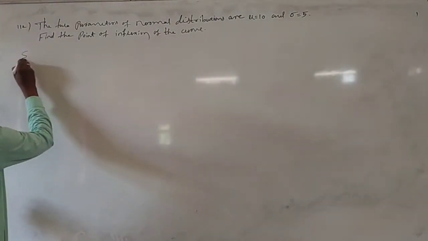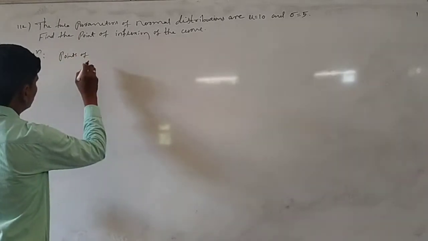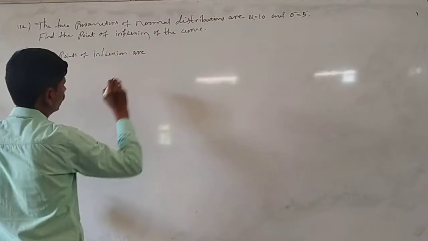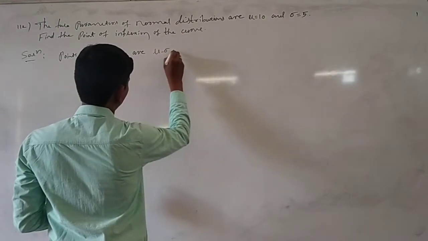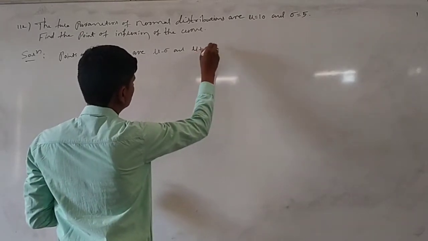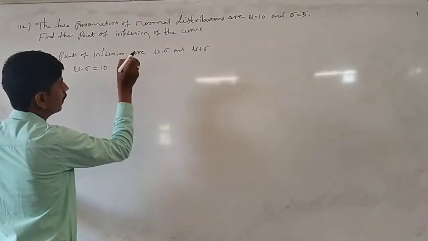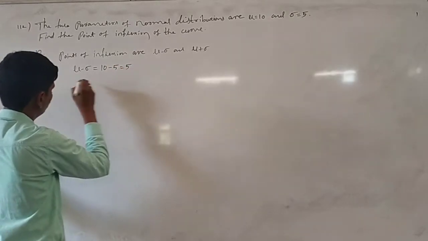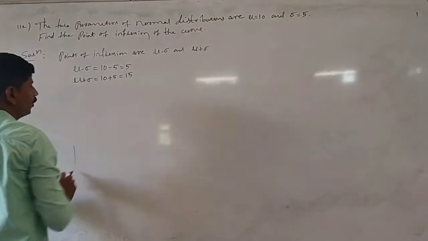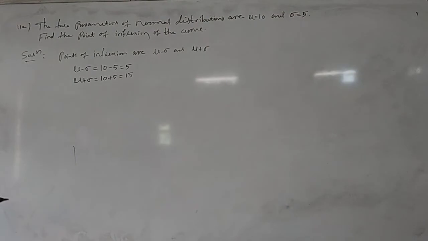Solution: points of inflection are mu minus sigma and mu plus sigma. First we have to find mu minus sigma. The mu value is 10 and the sigma value is 5, so 10 minus 5 is 5. The next, mu plus sigma, 10 plus 5 is 15. Here the points of inflection are 5 and 15. Okay, this is the solution.